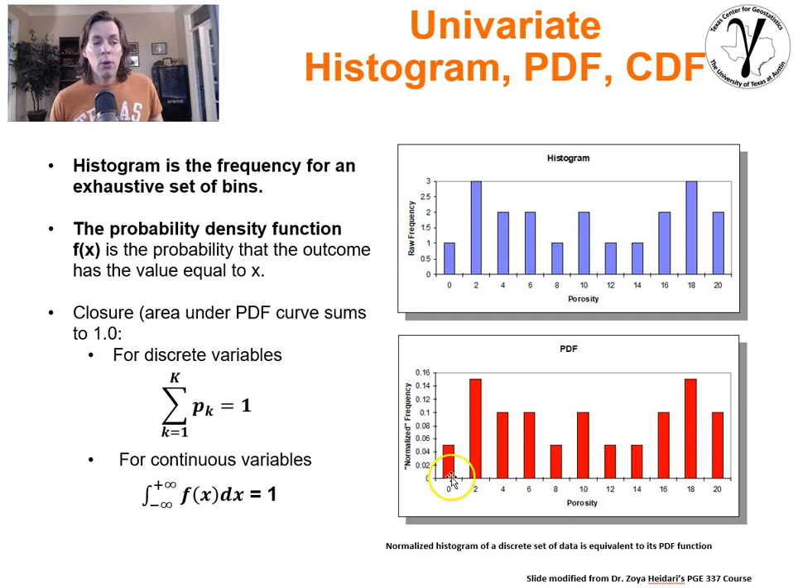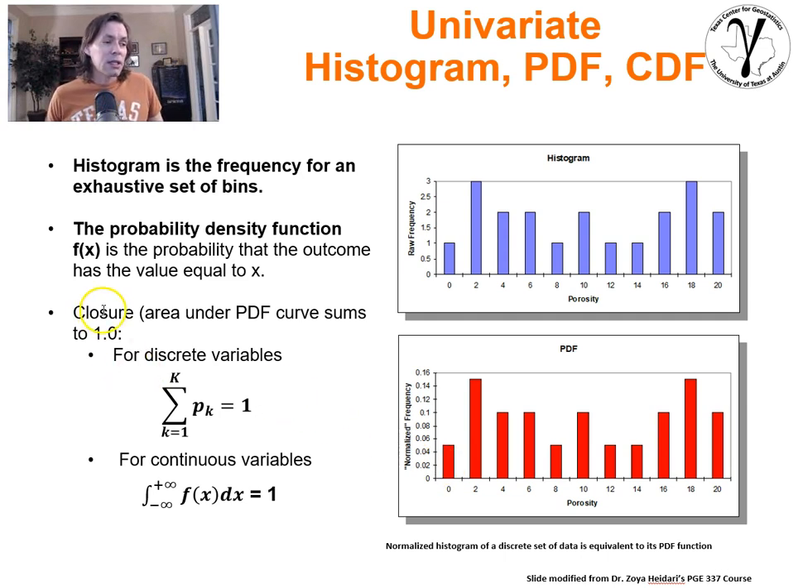And so now all we've done is we've taken each one of these frequencies up here and we've divided by the total number of samples. And by doing that, we now have the probability of being within each one of the bins. This is a binned PDF.